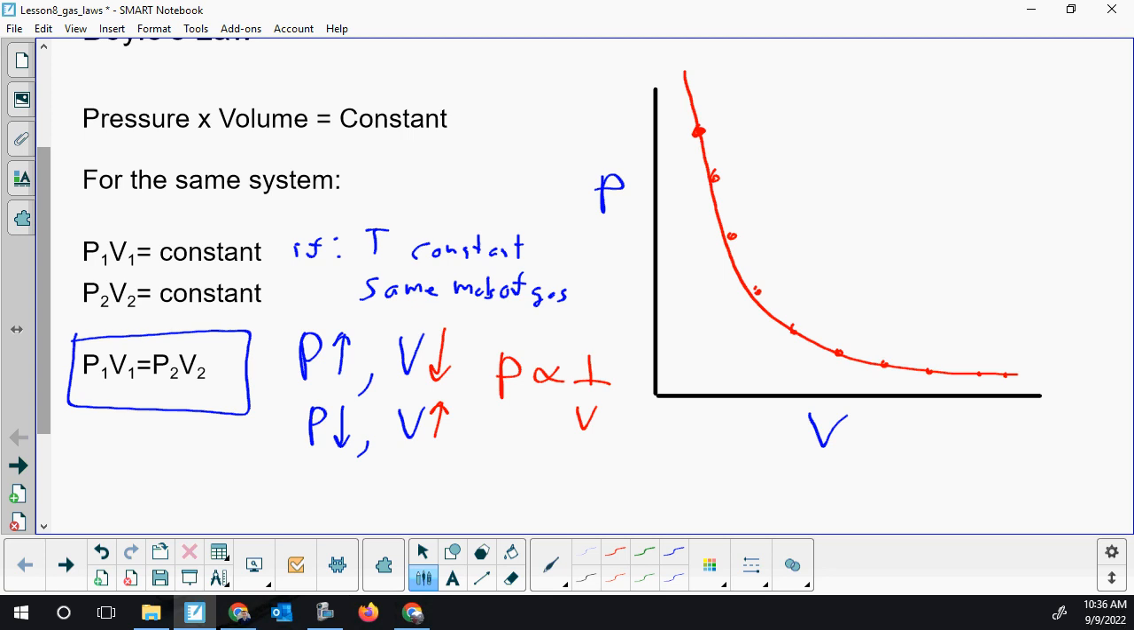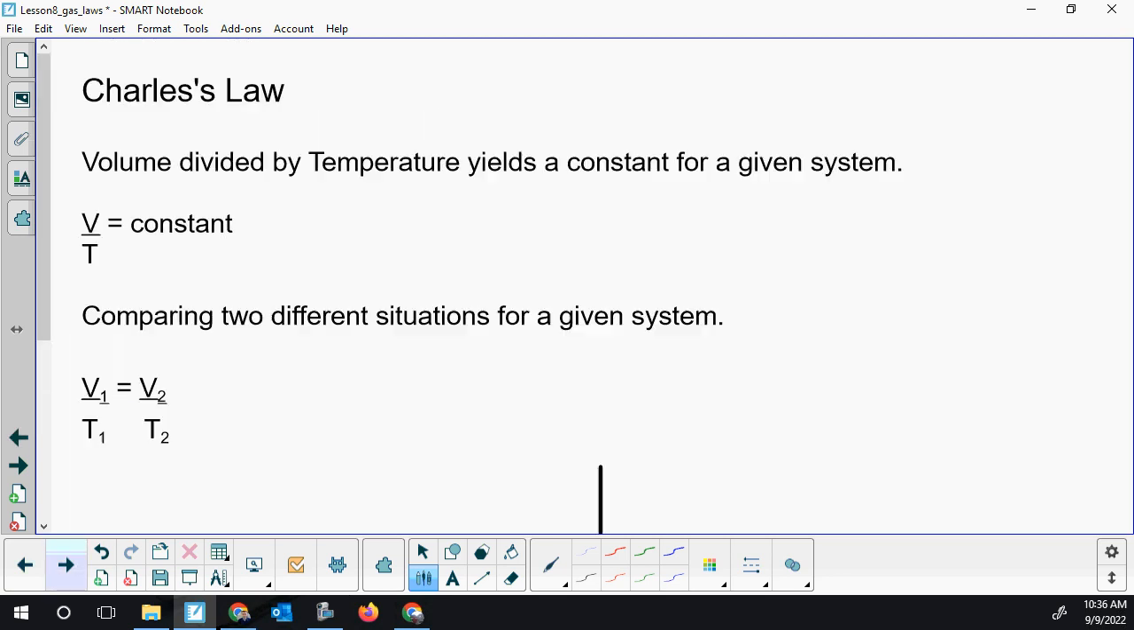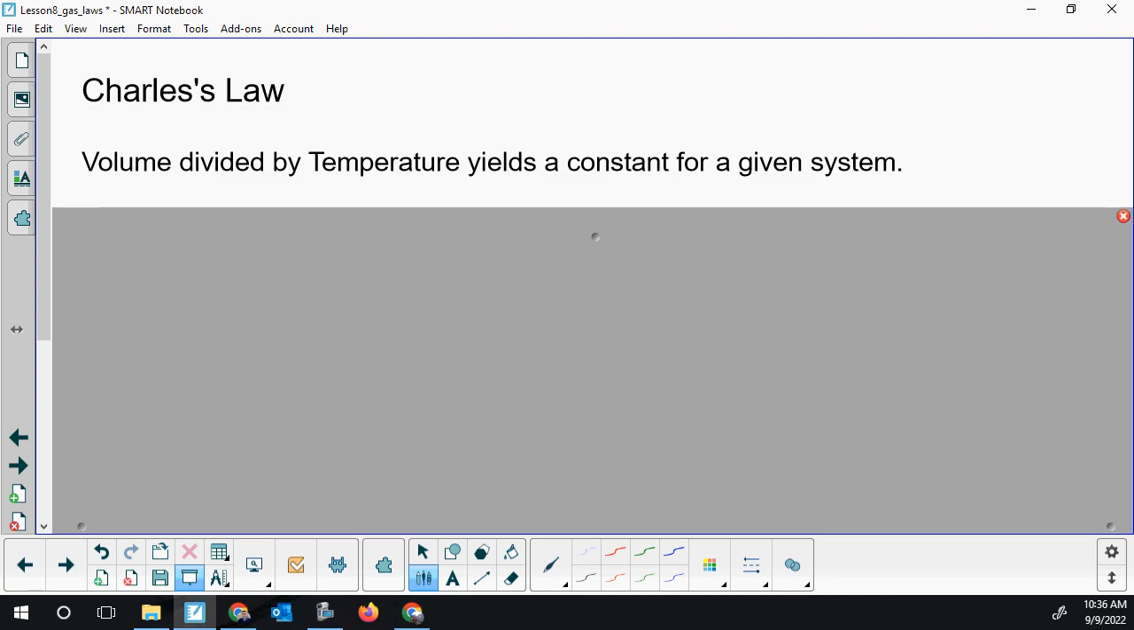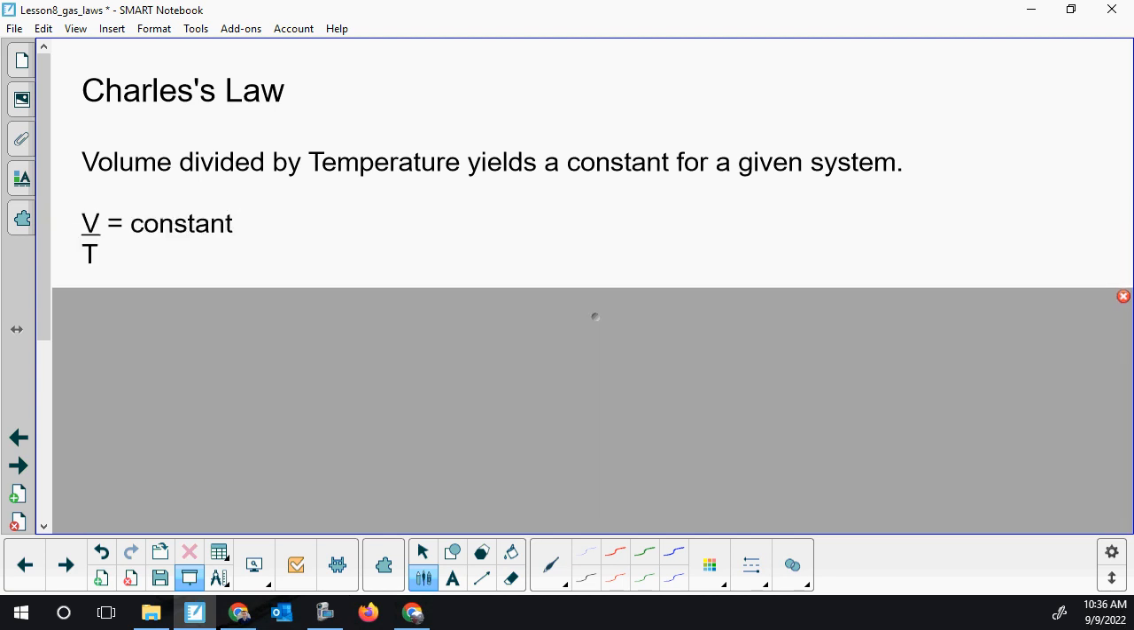Charles's law. Now, the multiplication type relationship didn't work when he played with volume and temperature and tried to get a constant for a given system where everything else was controlled. But when he did the ratio, or divided the two, he was able to get a constant.